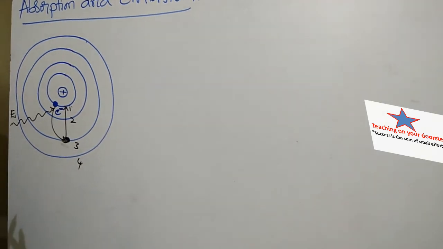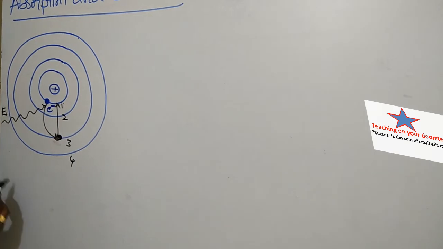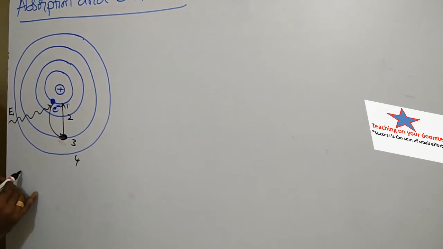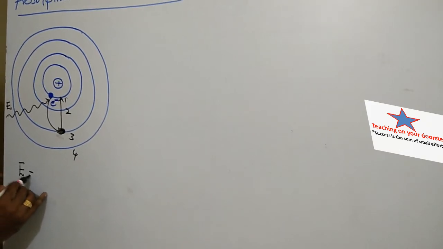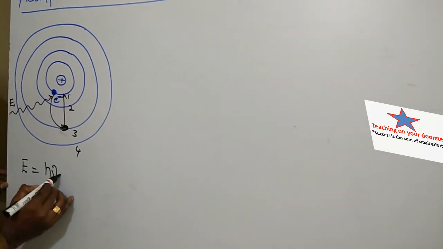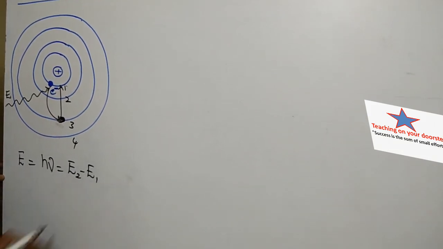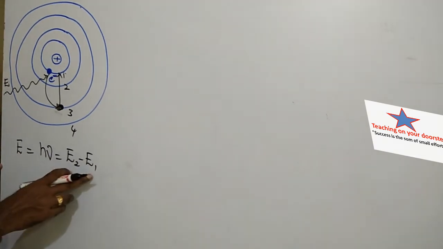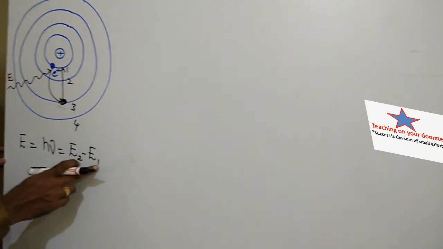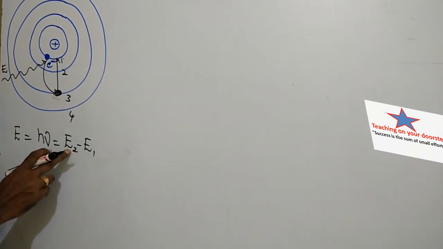Now, in the absorption process, we can find the incident radiation wavelength. How can we find it? With the help of Bohr's model equation, E equals h nu, which is equal to the higher energy state value minus the lower energy state value. This is the energy given to the atom. The electron jumps from lower energy to higher energy.